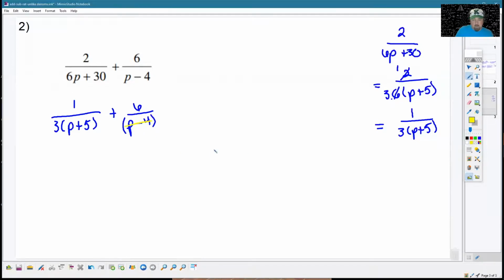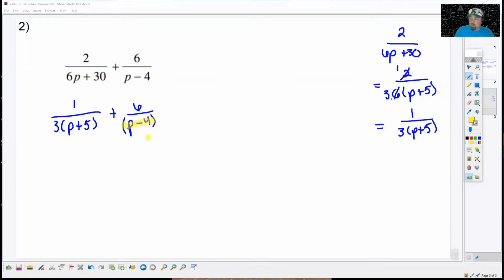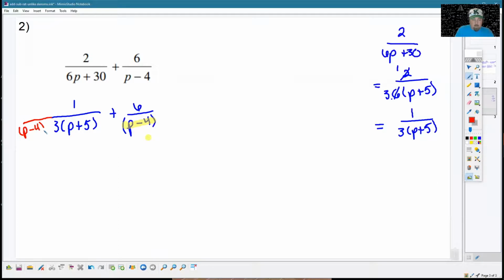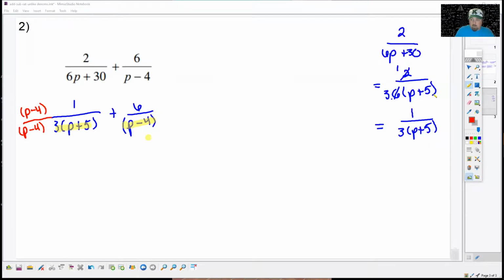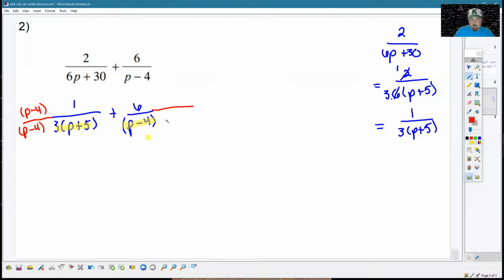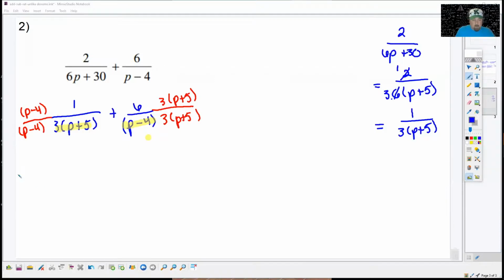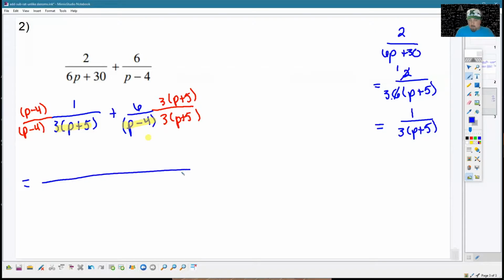Now we need common denominators. So we're going to take this one and write it on the other side. So this is going to become the top and the bottom on the other side. Let's write it in red so we can see it a little bit easier. So this is going to be p minus 4, and this is going to be p minus 4. And then we're going to take the denominator here that we had, and that's going to come over here on this right side. So that means we're going to get a 3 times p plus 5 right here, and a 3 times p plus 5 right here. Now the denominator is not going to change throughout this whole process.